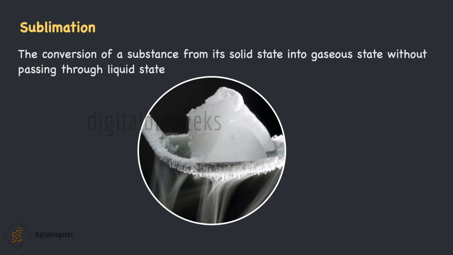Have you heard of dry ice? It is actually frozen carbon dioxide. It directly turns into gas at minus 78.5 degrees centigrade. Camphor is a solid that converts directly into gas. It sublimates as the temperature at which it turns into gas is much less when compared to its melting point.